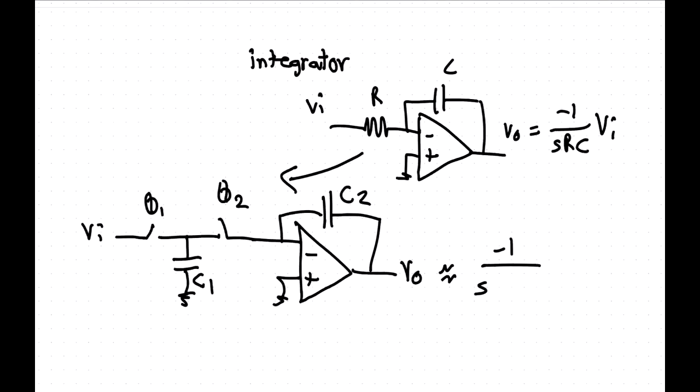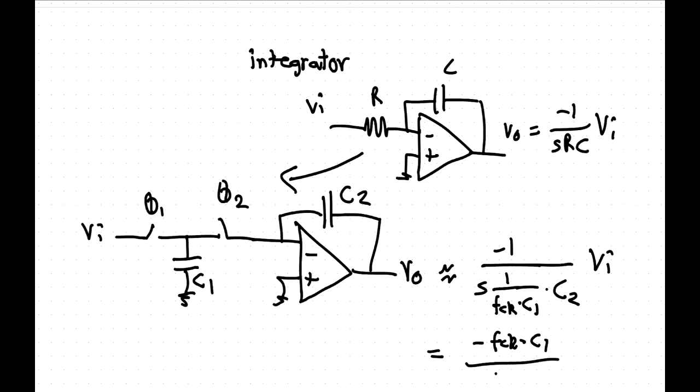So this is 1 on the clock frequency times C1 times C2, like that. The end. So yeah. So what is that? So this is equal to minus F clock times C1 divided by S times C2. Okay. So, yep.